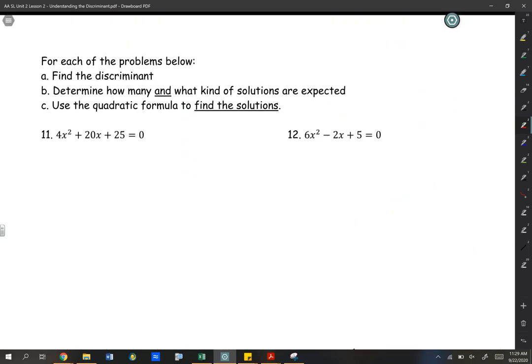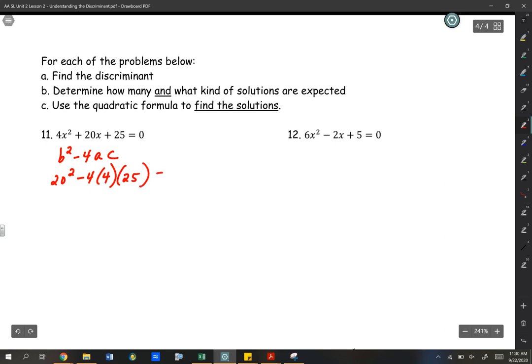For each of these problems, we're going to find the discriminant, we're going to determine how many and what kind of solutions are expected, and then we're going to use the quadratic formula to find the solutions. Okay, so let's do number 11. First, let's find the discriminant. All right, so we get a value of 0 when we find the discriminant. That means that we have one real solution that we're expecting when we use the quadratic formula.